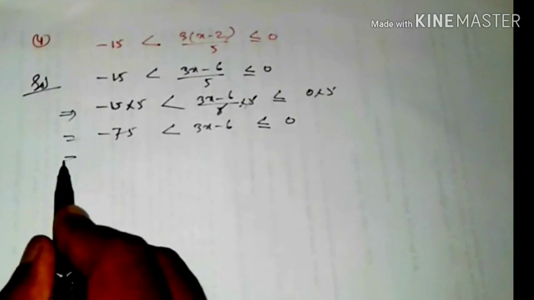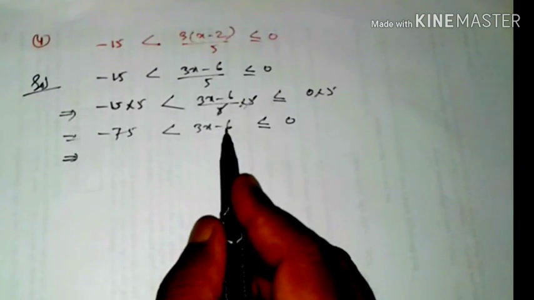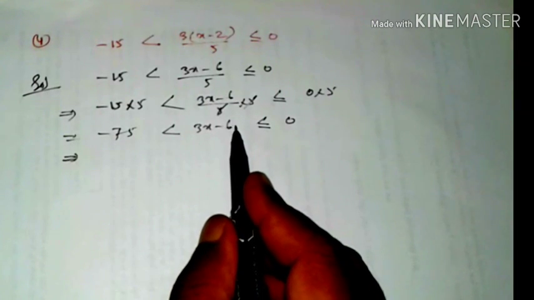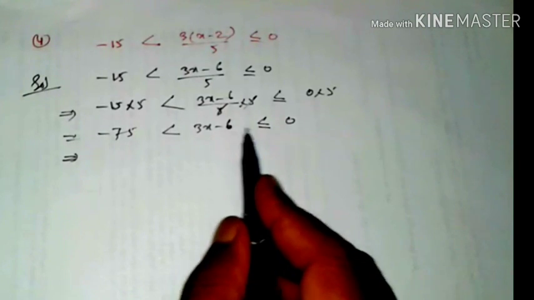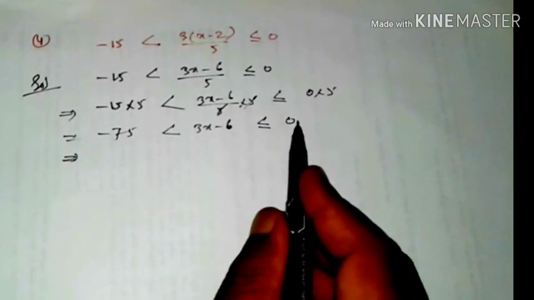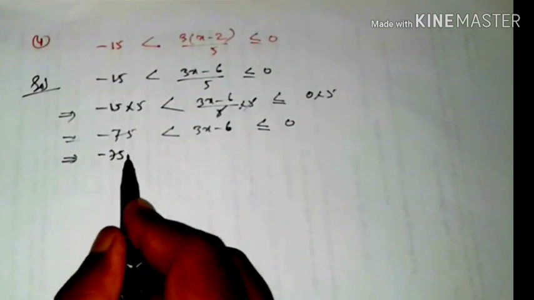Next step, we have to remove minus 6 from here. So we have to add 6 here, I mean 6, we have to add 6 here. That is 6.